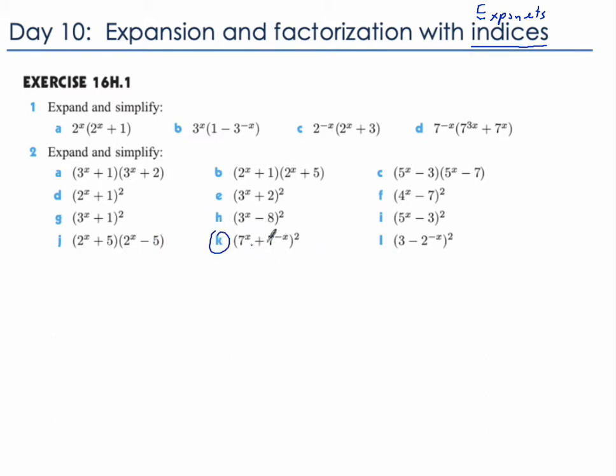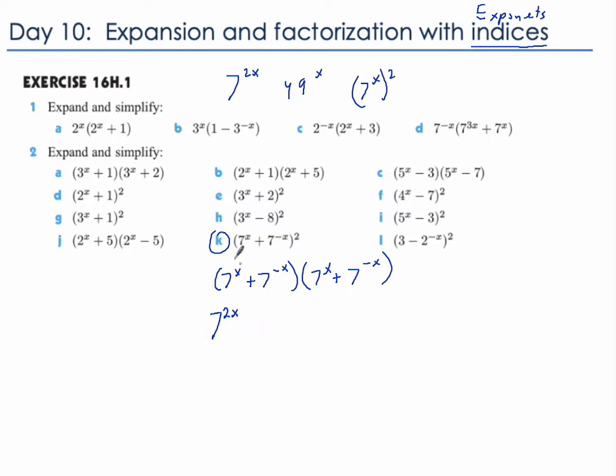Okay, so this is all squared, so you're going to have to do 7 to the power of x plus 7 to the power of negative x times itself. And we're going to get four terms, 7 to the power of x times 7 to the power of x. You can write it a couple different ways. You can write it as 7 to the power of 2x, 49 to the power of x, or 7x to 7x all squared, right?